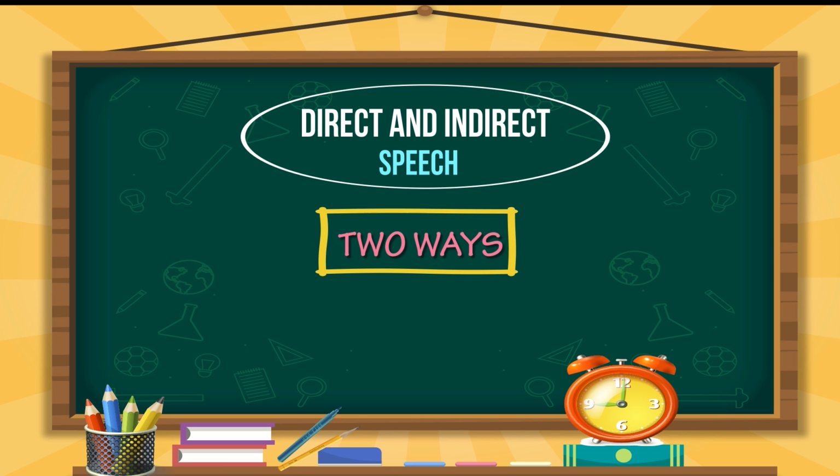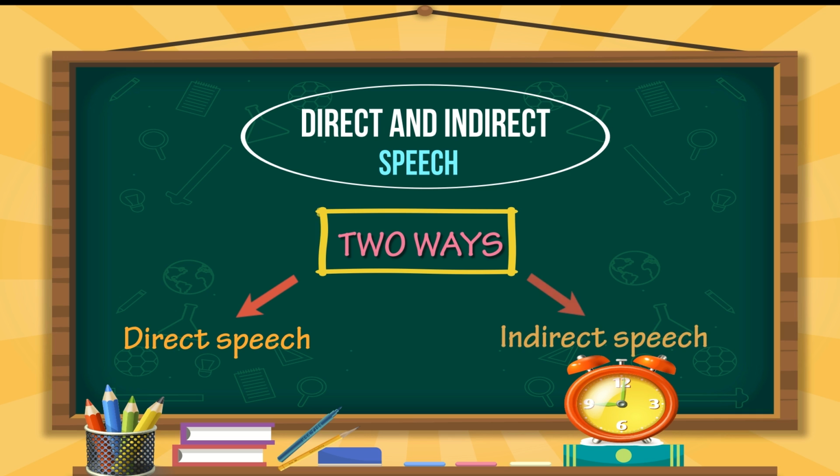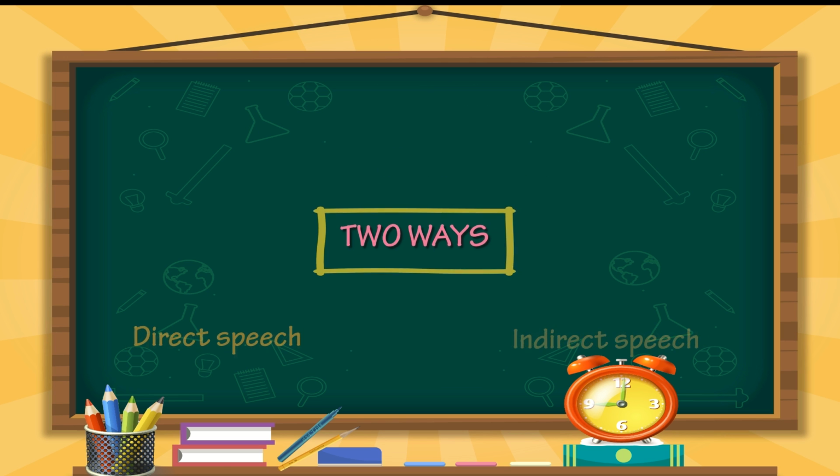English language has two ways to narrate the spoken words of a person. The first is direct speech, and the second is indirect speech. Let's look into each of them in detail.